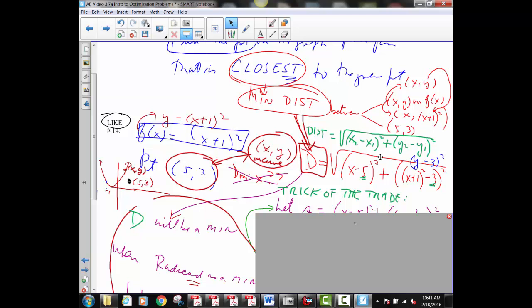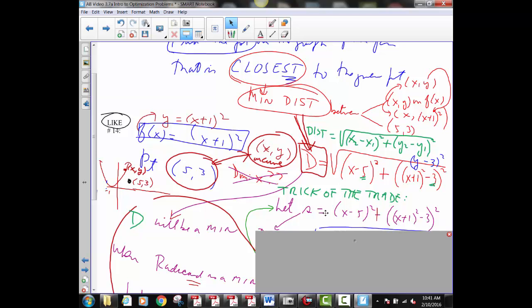So you have x2 minus x1 all squared, which is x minus 5 all squared, and then you have y2 minus y1 all squared. Now the distance is the square root. Now here's a trick of the trade. If you let d equal the square root, if you were doing this by hand, it would not be fun to take the derivative of this because of the square root.